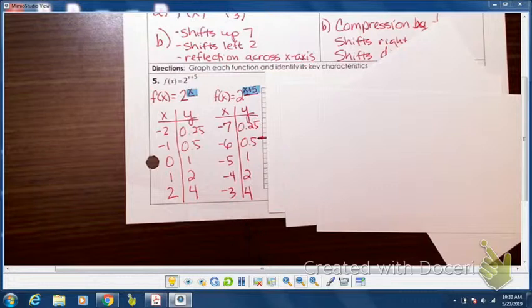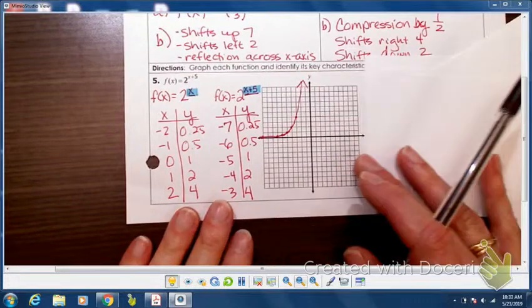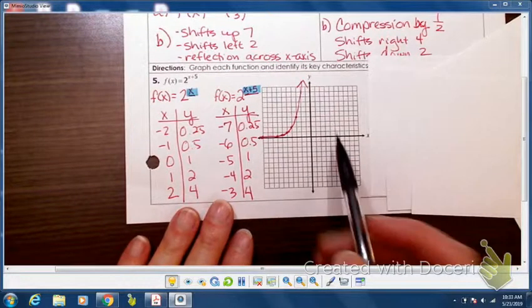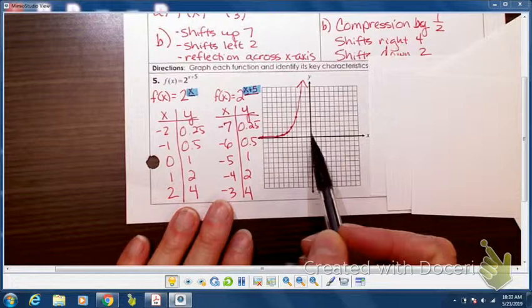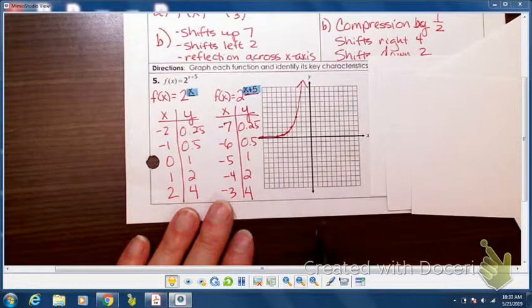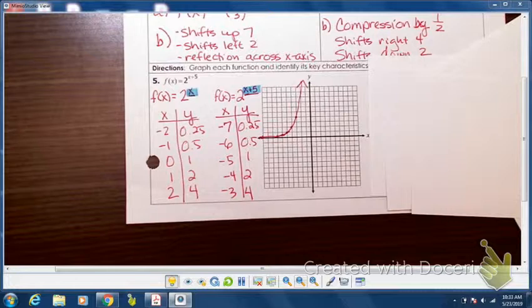When I graph it, notice that it has been shifted to the left 5 spaces compared to the original. All right, hopefully that's enough to go on. Ask me if you have any questions.